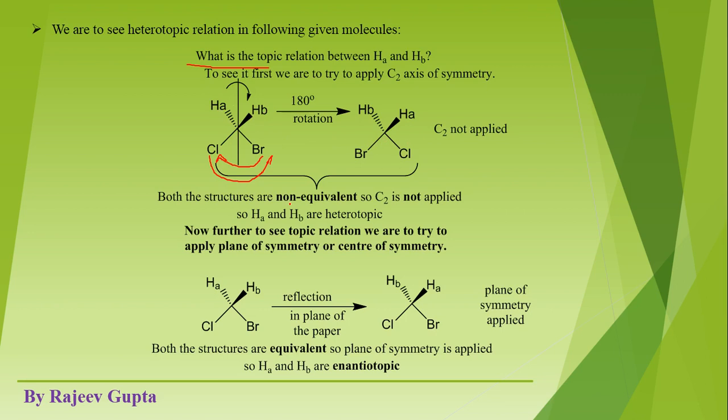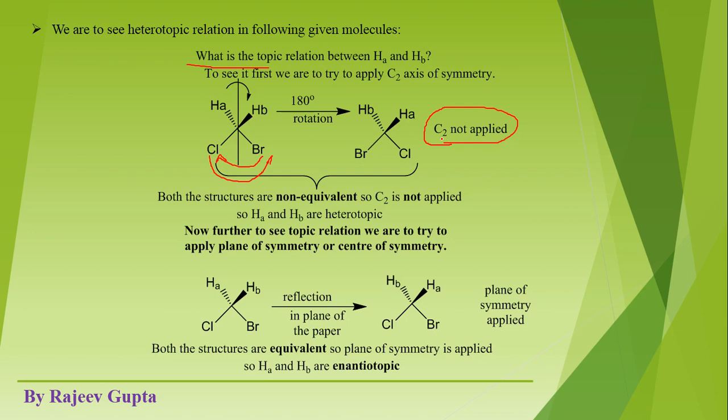Okay, these are non-equivalent because here the bromine is situated at the right hand side, but in this structure the bromine is present at the left hand side. So actually the positions of these atoms are changed. So these are non-equivalent, so C2 is not applied here.